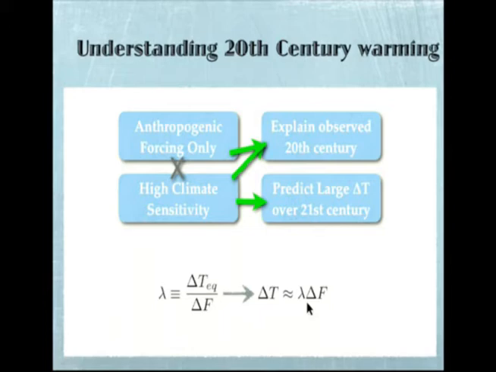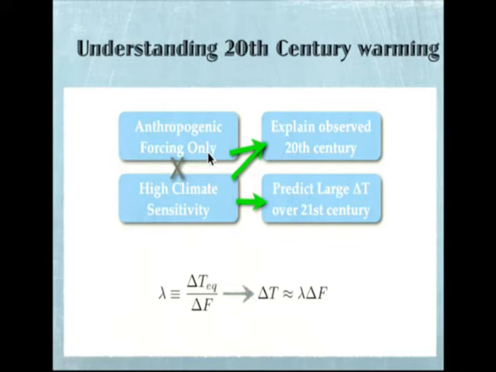Of course, this is a very simplistic thing because first of all, it takes time for the system to react, so we have to take something on finer timescales. There are additional things which affect the temperature, such as the internal oscillations like the PDO. But roughly speaking, the change over the 20th century is going to be the forcing that, for example, we humans have been imposing on the climate times a sensitivity.